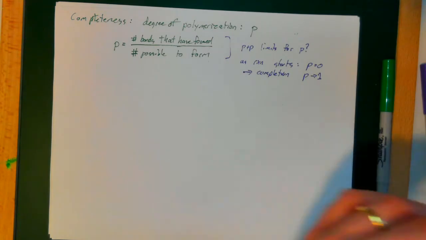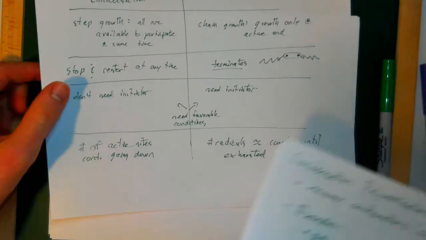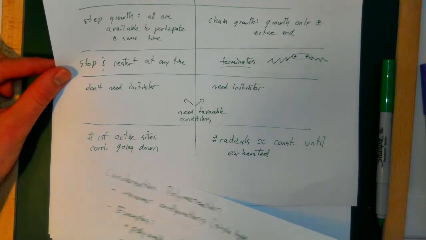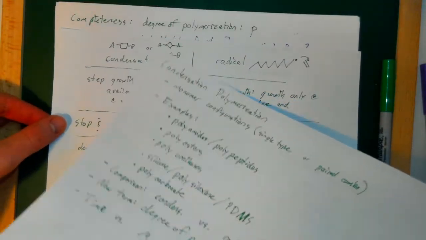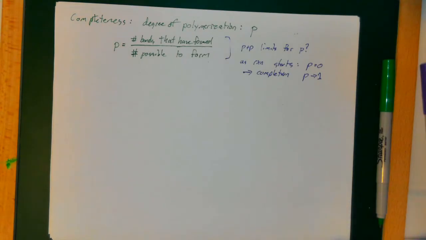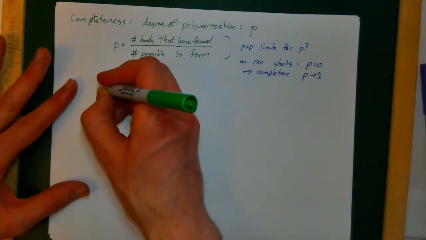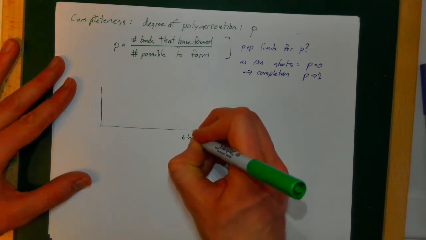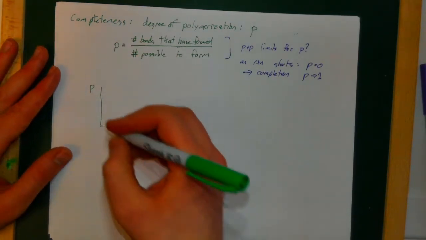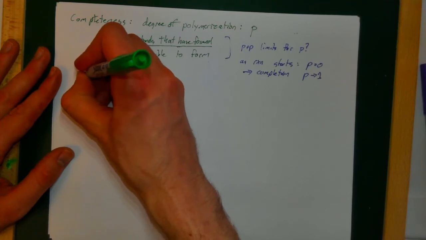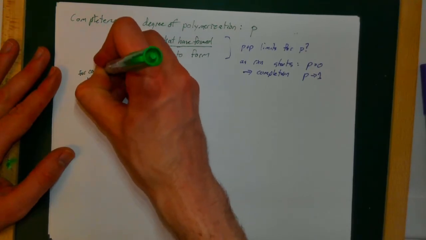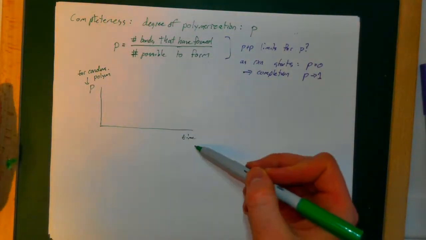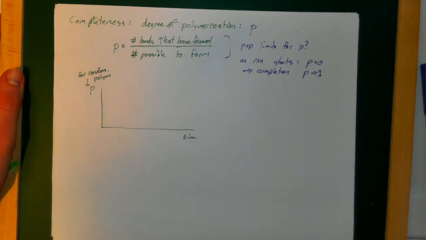But if we think about this process of the number of active sites continuously going down, for example, for condensation polymerization, sketch what you think p looks like as a function of time for condensation polymerization.